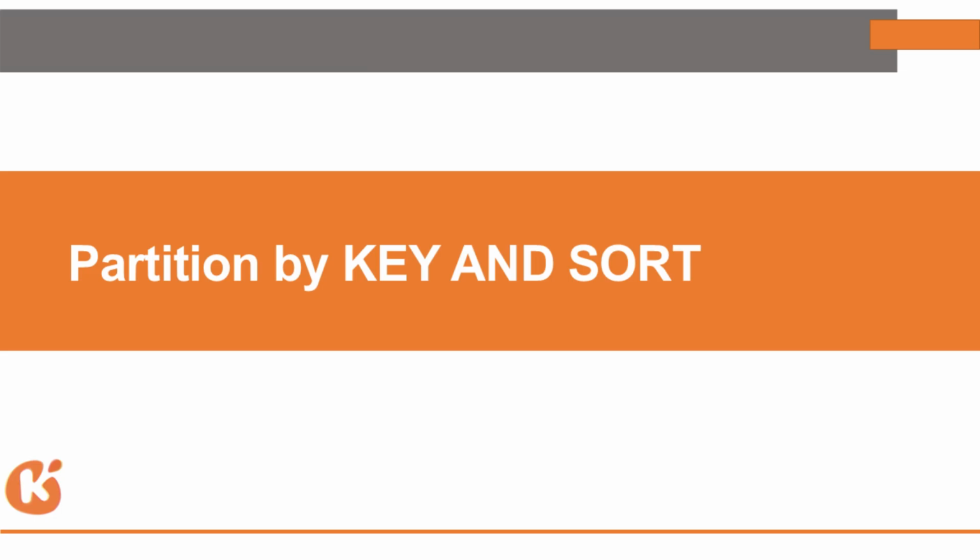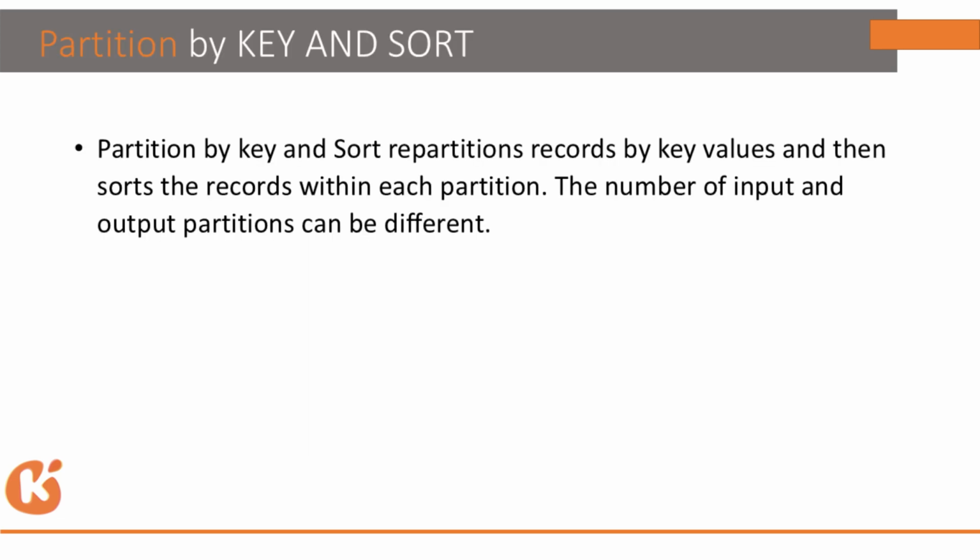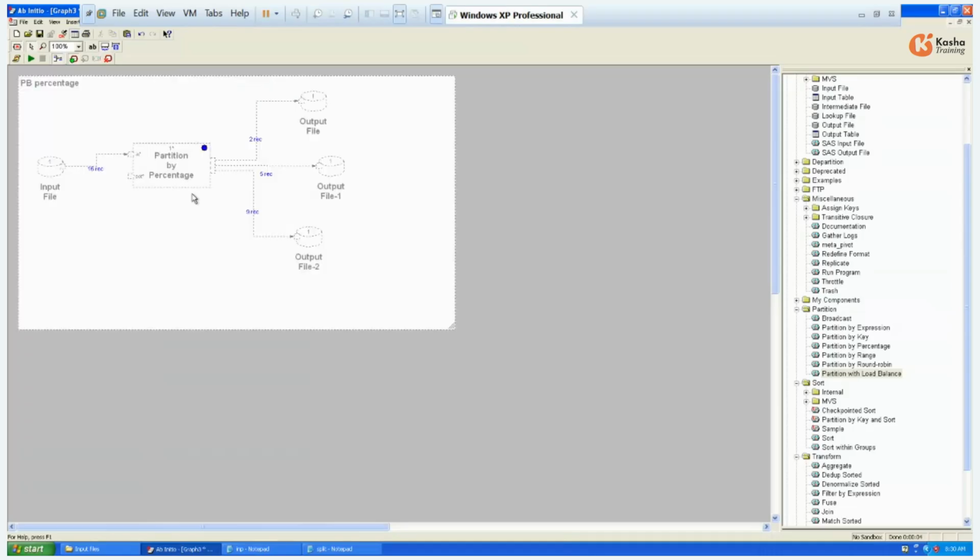We have partition by key and sort. It's like in most cases, if you are using the partition by key component, then we'll have a sort component followed by that partition by key component. So what Ab Initio has done is create a subgraph, like we created a subgraph like this. If you open it, we have multiple components grouped here, right?